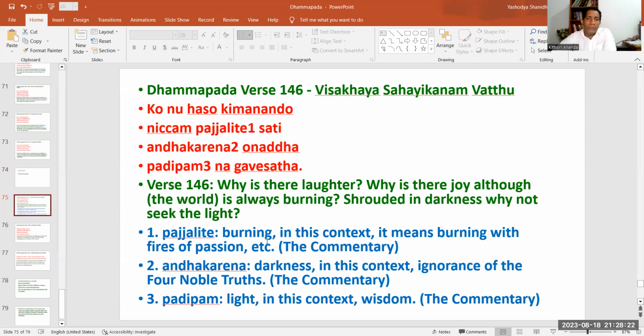Why is there laughter? Why is there joy, although the world is always burning? Shrouded in darkness, why not seek the light? Now we are simply enjoying. The world is burning, there are a lot of issues, but without being ignorant, without caring, we just run after worldly pleasure.